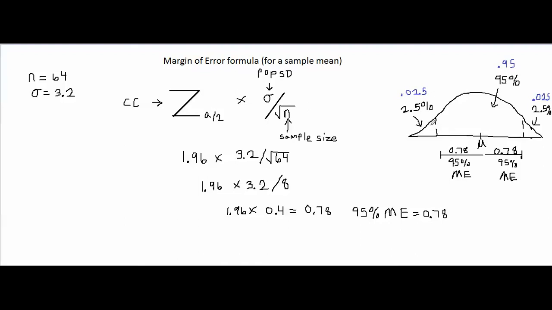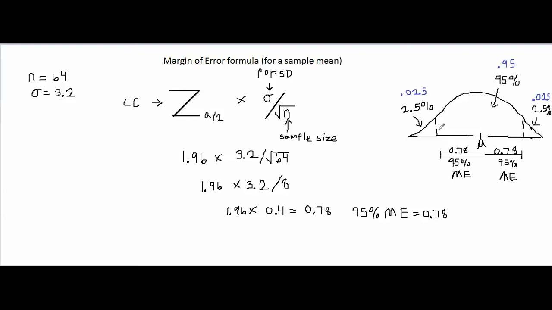So let's recap what we just figured out. We figured out that we have these three areas. We figured out that this area down here is more than 0.78 below the population mean. We found out that this area is within 0.78 of the population mean. And we found out that this area is more than 0.78 above the population mean.